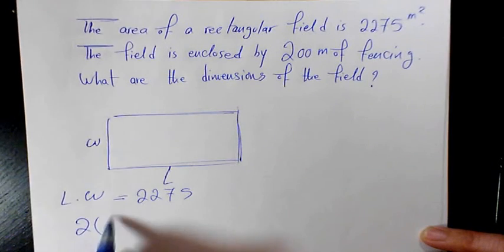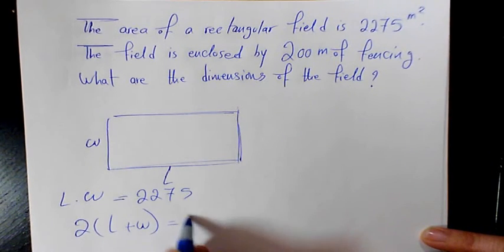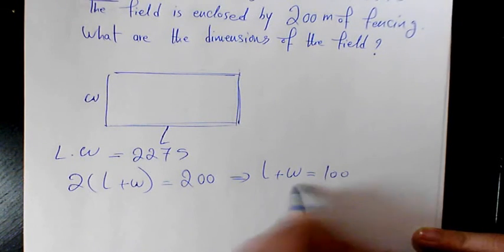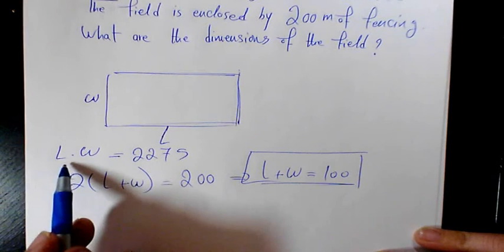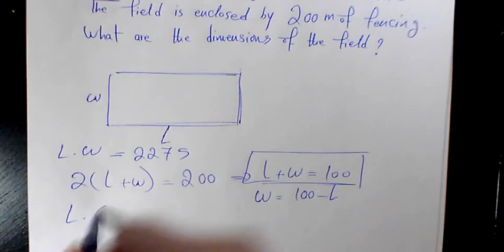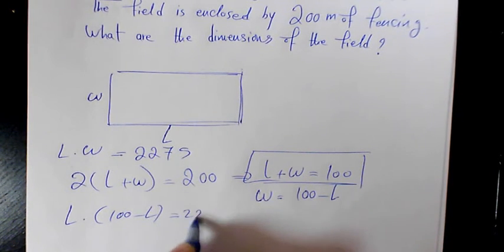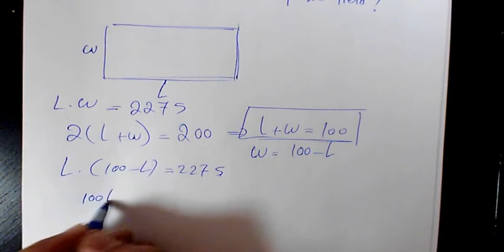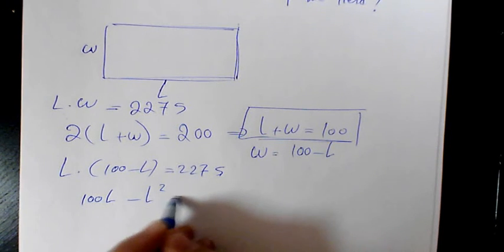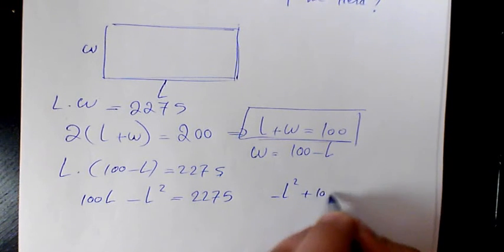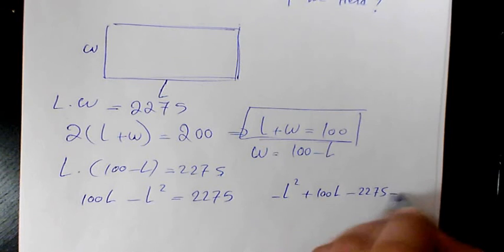So 2 times L plus W is going to be 200, which means that if you divide both sides by 2, it's going to be L plus W equals 200 divided by 2, which is 100. So now, instead of W, I can write 100 minus L. So we sub it there: L times 100 minus L equals 2275. 100 times L, 100L. L times negative L is negative L squared, equals 2275. So negative L squared plus 100L minus 2275 equals 0.